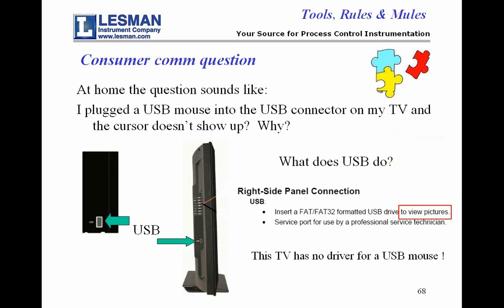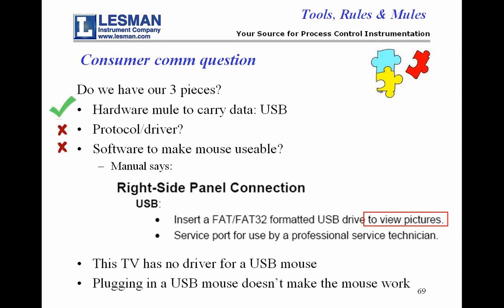So now I want to come back to the original questions that we looked at. The first one was this consumer communications question, where it came up that there's a flat screen TV, and on the side of the TV there's a USB port, and the question is, if I plug a USB mouse into that, can I see the cursor on the screen? Well, if you go to the manual for this, the manual part is over here where it tells us that if you insert a formatted USB drive into the USB port, you can actually view pictures on the TV. So whatever the application is, it's designed to read JPEGs or bitmaps and display them in a slideshow on the TV. It has no driver for the USB mouse.